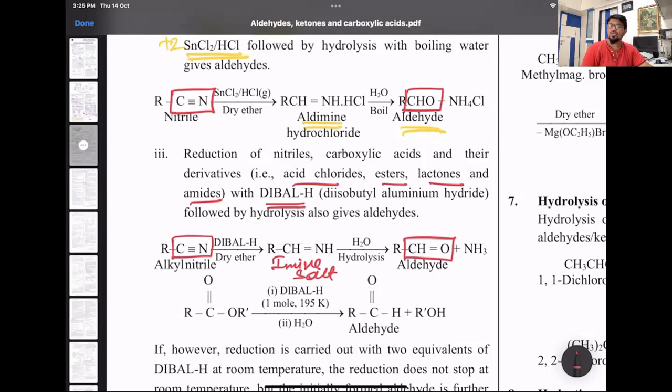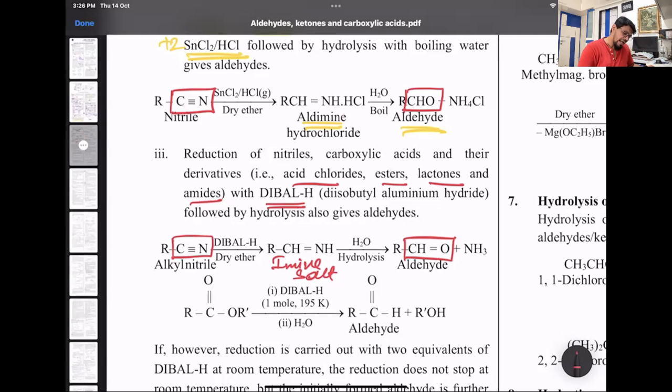In a similar way, you can reduce an ester also. How? Ester is made up of 2 parts, acid and alcohol. Ester's normal preparation we have seen in the alcohols part. Esters have 4 preparation methods. One was dry silver salt of carboxylic acid plus alkyl halide gives you ester. Alcohol plus acid chloride gives you ester. Alcohol plus acid anhydride gives you ester. And fourth was acid plus alcohol in presence of conc. H2SO4 gives you ester.